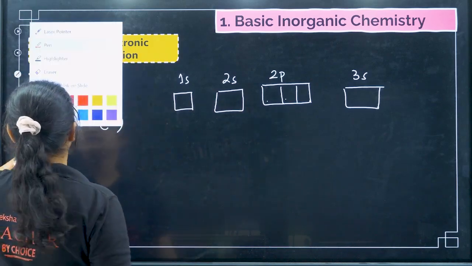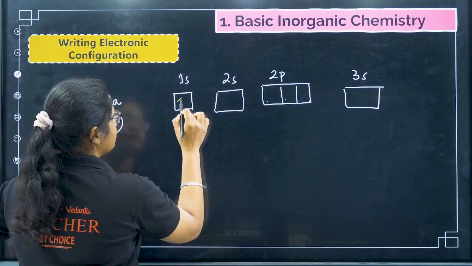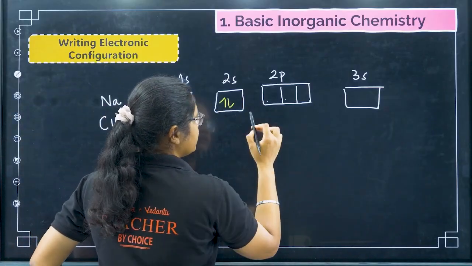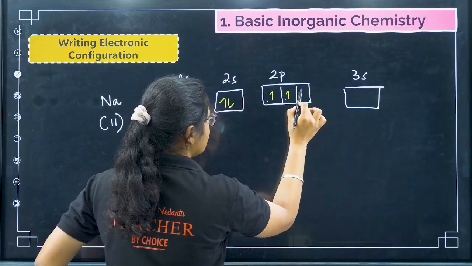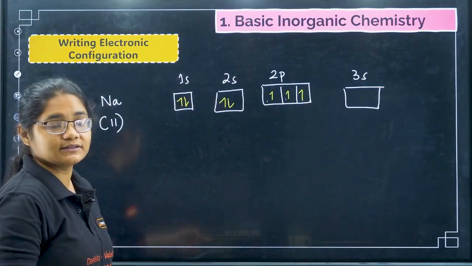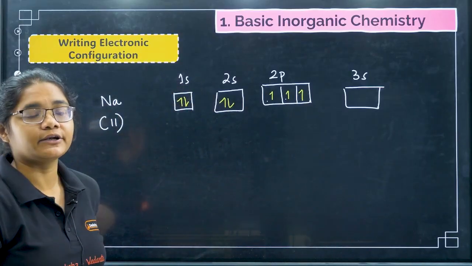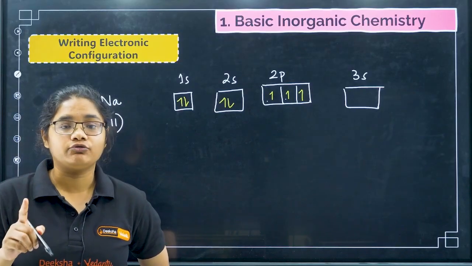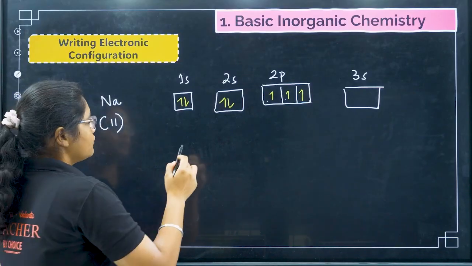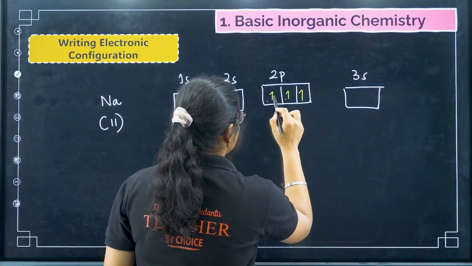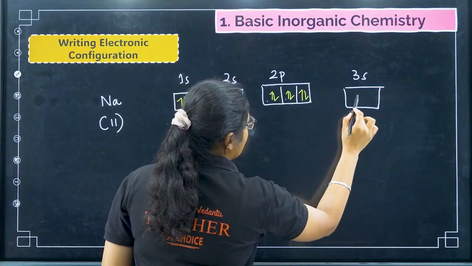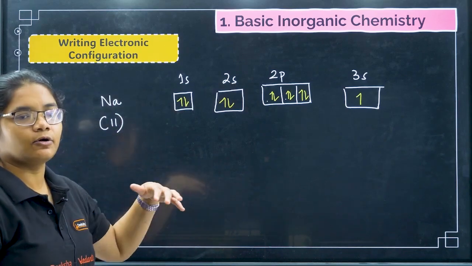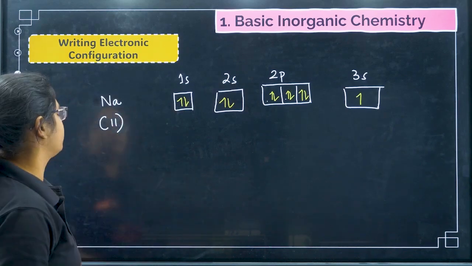Now if I want 11 electrons, first it will have 2 electrons with opposite spin, 1, 2, then 3, 4. Now when you fill this, you have to fill one electron to each orbital first. That is the last rule that was given to you, Hund's rule of multiplicity. So we have 1, 2, 3, 4, 5, 6, 7, 8, 9, 10, then I will have 11 here. Clear? So like this you can practice for different elements how to write the electronic configuration.